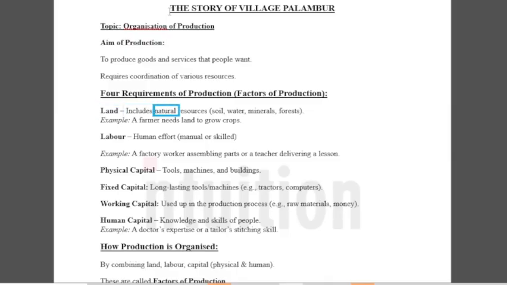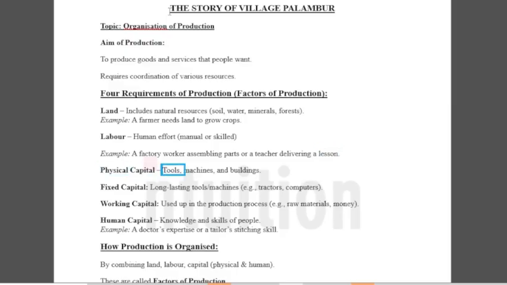Land includes natural resources, soil, water, minerals, forests. Example: a farmer needs land to grow crops. Labor is human effort, manual or skilled. Example: a factory worker assembling parts or a teacher delivering a lesson.